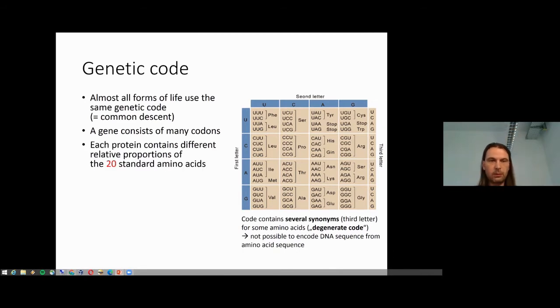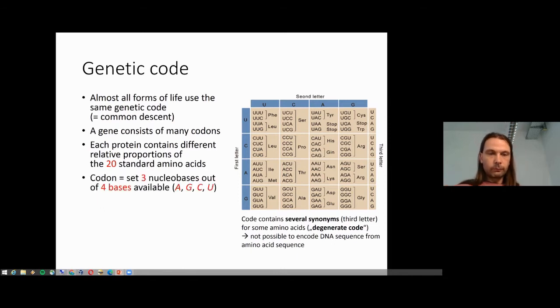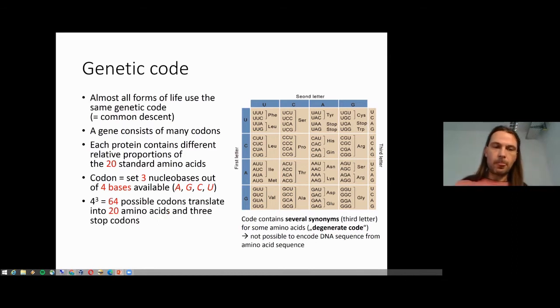And each protein contains a different relative proportion of the 20 standard amino acids. So from 20 amino acids, we build all the proteins we need to have life. And the codon, again, is a set of 3 nucleobases out of 4 possibilities. So what does it mean? That gives us 64 possible codons, 4 to the 3, to translate into 20 amino acids and 3 stop codons, which we need to build proteins.